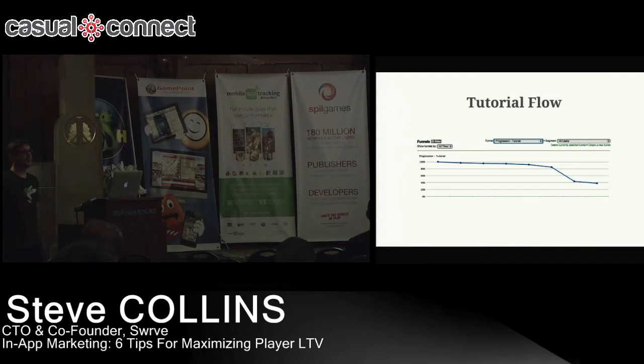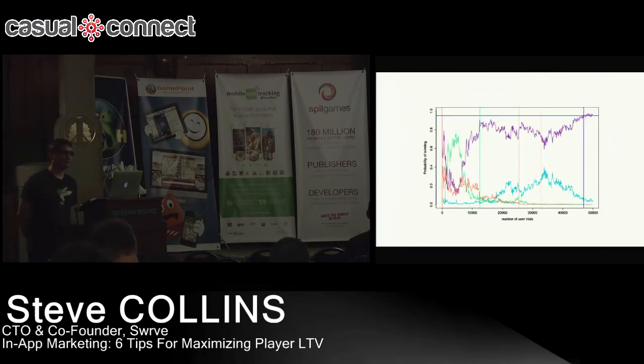Other things you want to do is test different flows, like the tutorial sequence. This is an actual tutorial flow from a game, and we can see that there's a choke point. There's a drop-off rate here where users just don't bother going any further than stage 7 in this tutorial, which is a bad thing. So you can spot those with analytics, and then you can test that with an A/B testing platform. Try different versions of that step.